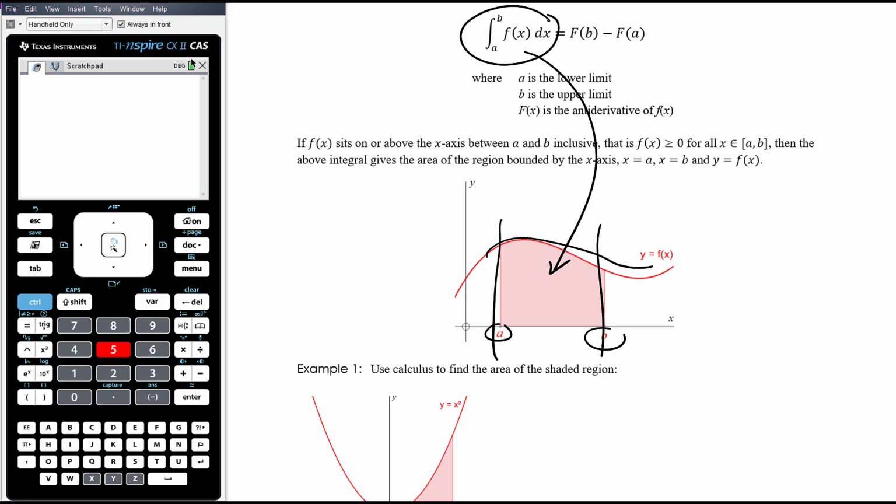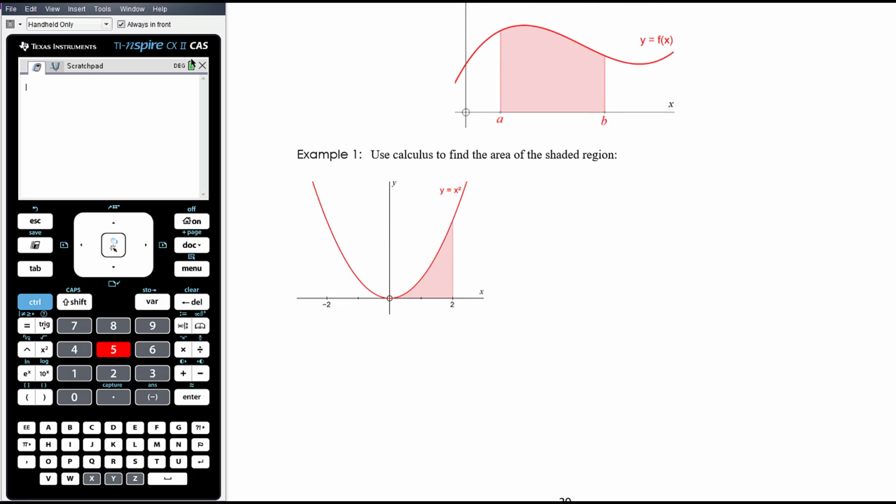It gives that area there. Okay, as long as f of x is on or above the x-axis. Alright, so we'll come back to what happens if it isn't on or above the x-axis in a minute. So let's use calculus to find the area of the shaded region.